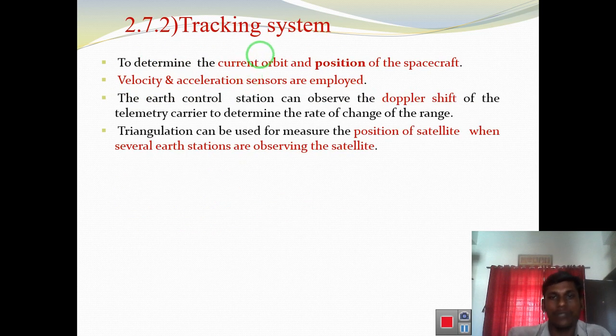And tracking the system: we must know the exact position of the particular spacecraft or satellite system, and how much speed or velocity, as well as acceleration, will be measured with the help of the sensors only.